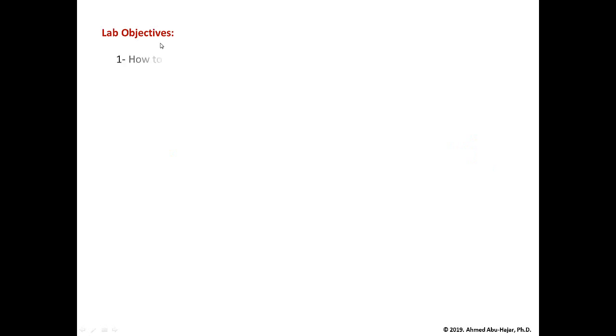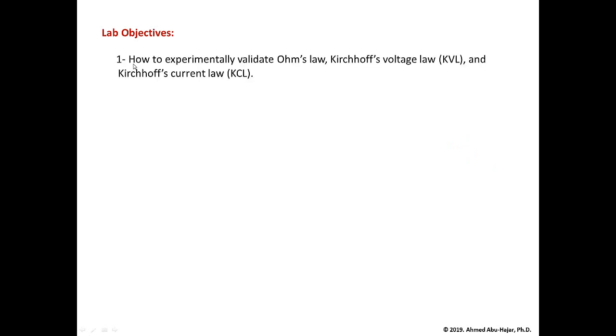The first objective of this lab is for the students to experimentally validate Ohm's law, Kirchhoff's voltage law, KVL, and Kirchhoff's current law. So by validating those laws, you will be convinced that you can use those laws to solve for circuit problems. And by validating those laws, the second objective will be to apply Ohm's law, KCL, and KVL to solve for circuit problems.